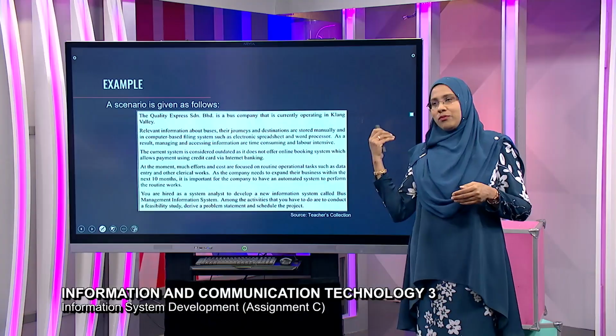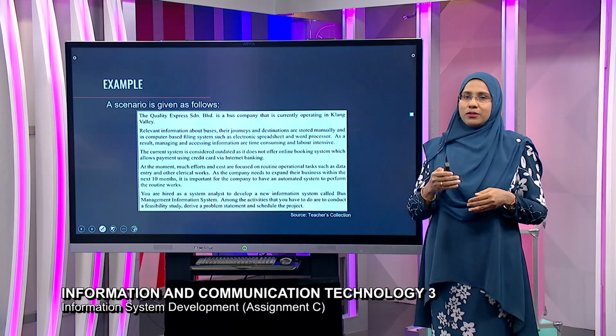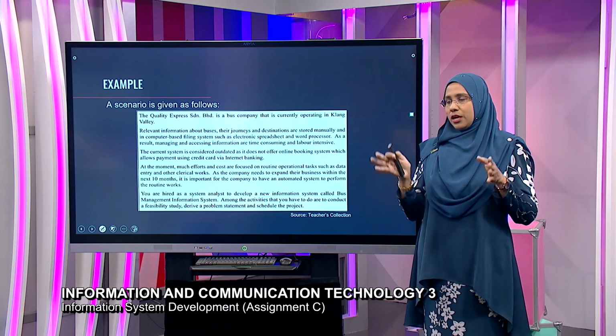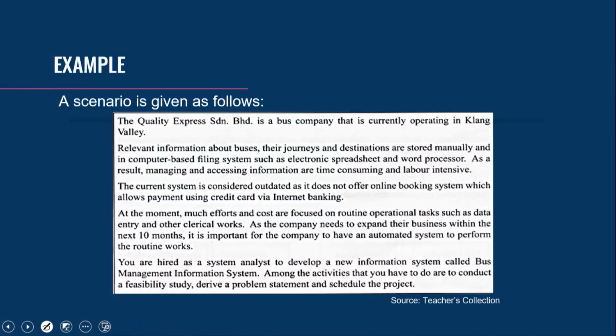So I will give you an example for this assignment. You are given a scenario like this. If you read this question, it's similar to your assignment question. Quality Express Sdn Bhd is a bus company that is currently operating in Klang Valley. Relevant information about buses, their journeys and destinations are stored manually and in computer-based filing systems such as electronic spreadsheet and word processor. As a result, managing and accessing the information are time-consuming and labor-intensive. So they give the problem there. The current system is considered outdated as it does not offer an online booking system which allows payment using credit card via internet banking.